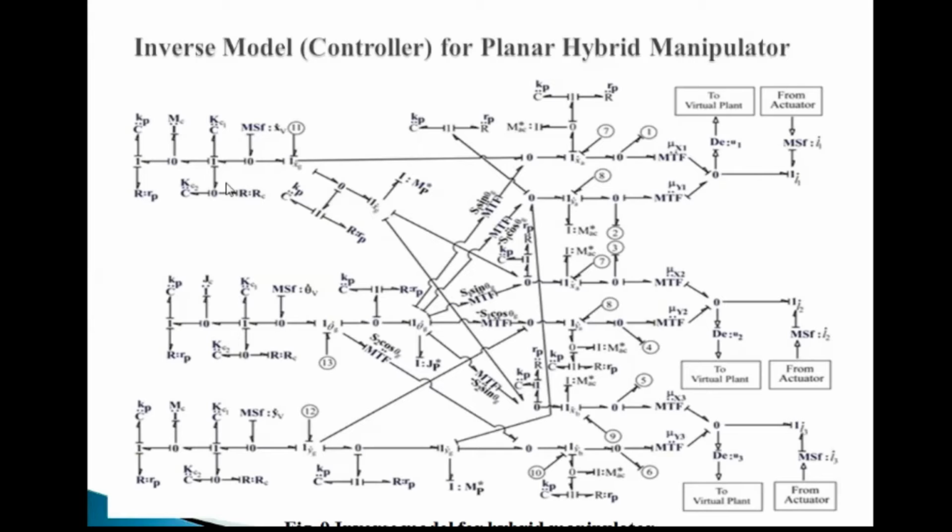And the output will be the force applied in the three legs. See here L1, L2 and L3 dot. So the encircled numbers 1 to 6 and 7 to 10 indicate the corresponding joints with the previous controller and the next controller respectively. And encircled numbers 11 to 13 indicate the reference velocity ports in x, y and theta directions. So the controller produces the efforts U1, U2 and U3 employed in the actual hybrid platform.